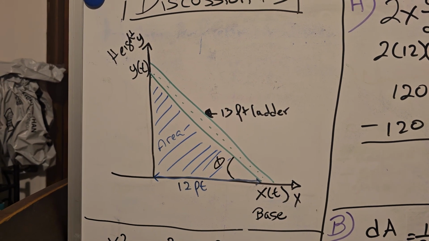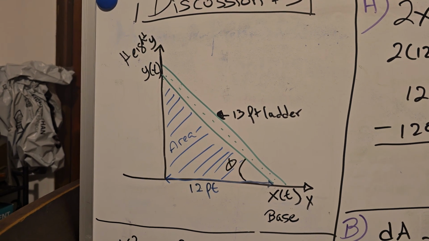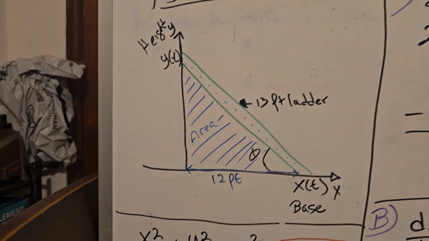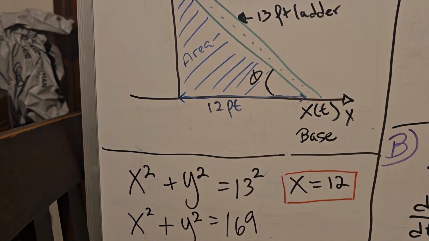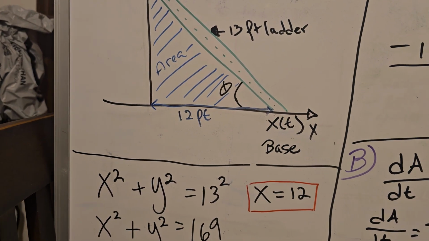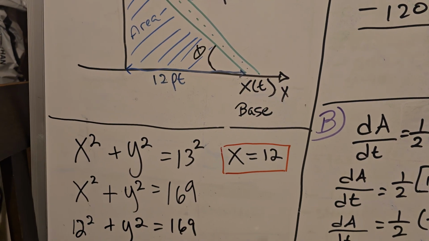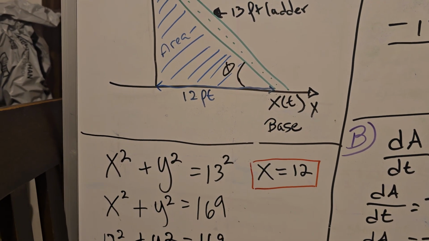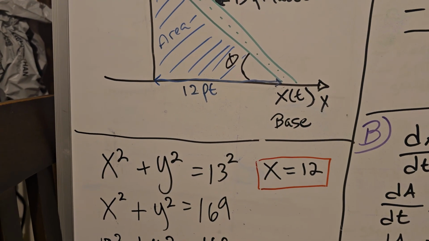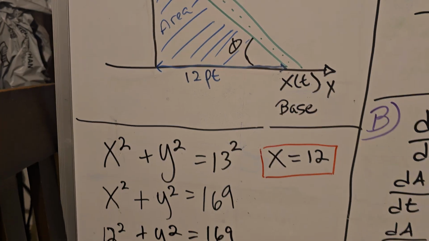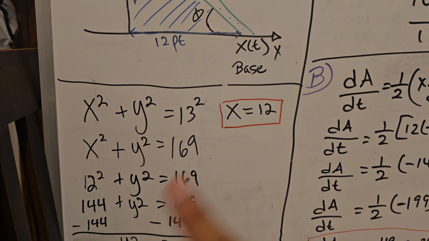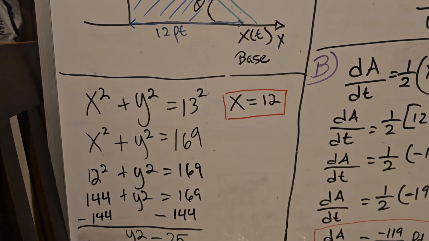And since the ladder has a fixed length of 13 feet, we use the Pythagorean theorem. I hope I said that right. Which is x squared plus y squared, and in this case, it's going to be 13 squared. So first we need to find what y is. We use x equals 12 to find y. So x squared plus y squared equals 169, since we know 13 squared is 169.